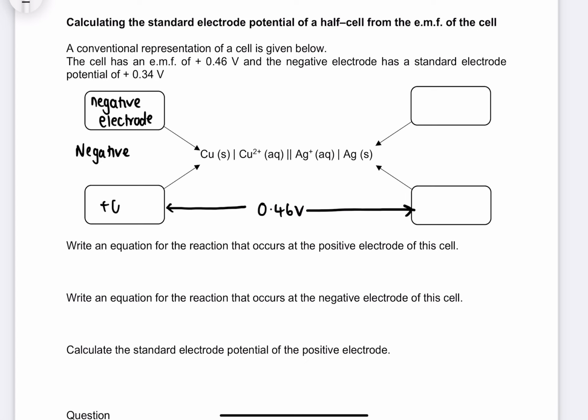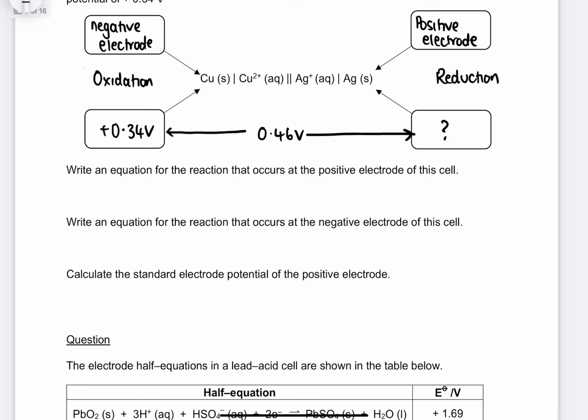0.34. So this is on our left-hand side. This is where oxidation is going to occur, which means that our positive electrode must be our silver electrode. It must have a number bigger than 0.34 because the bigger one is always on the right. It's our question mark, our unknown. But we know that this is going to be where reduction happens.